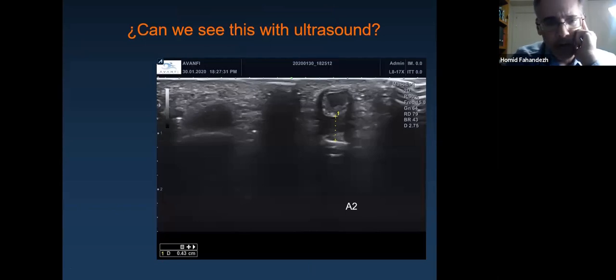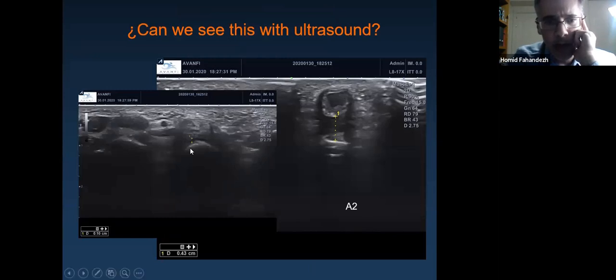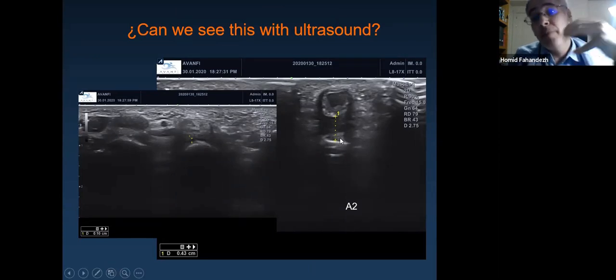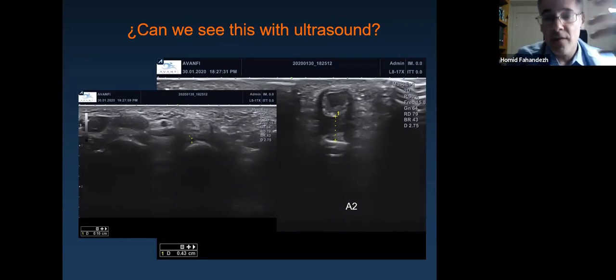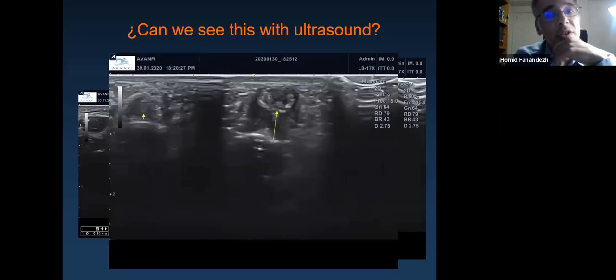Yes. First, we must check the same finger, and we have to see that the distance between the phalanx and the tendon is 0.10, comparing with the distance of 0.43 in the A2 pulley. So it's bigger than 3 millimeters, so we have a complete rupture of the A2 pulley. But then we go distally and we can see how the distance also in the A3 pulley is bigger. So we can talk of a double rupture of the pulley in this case.